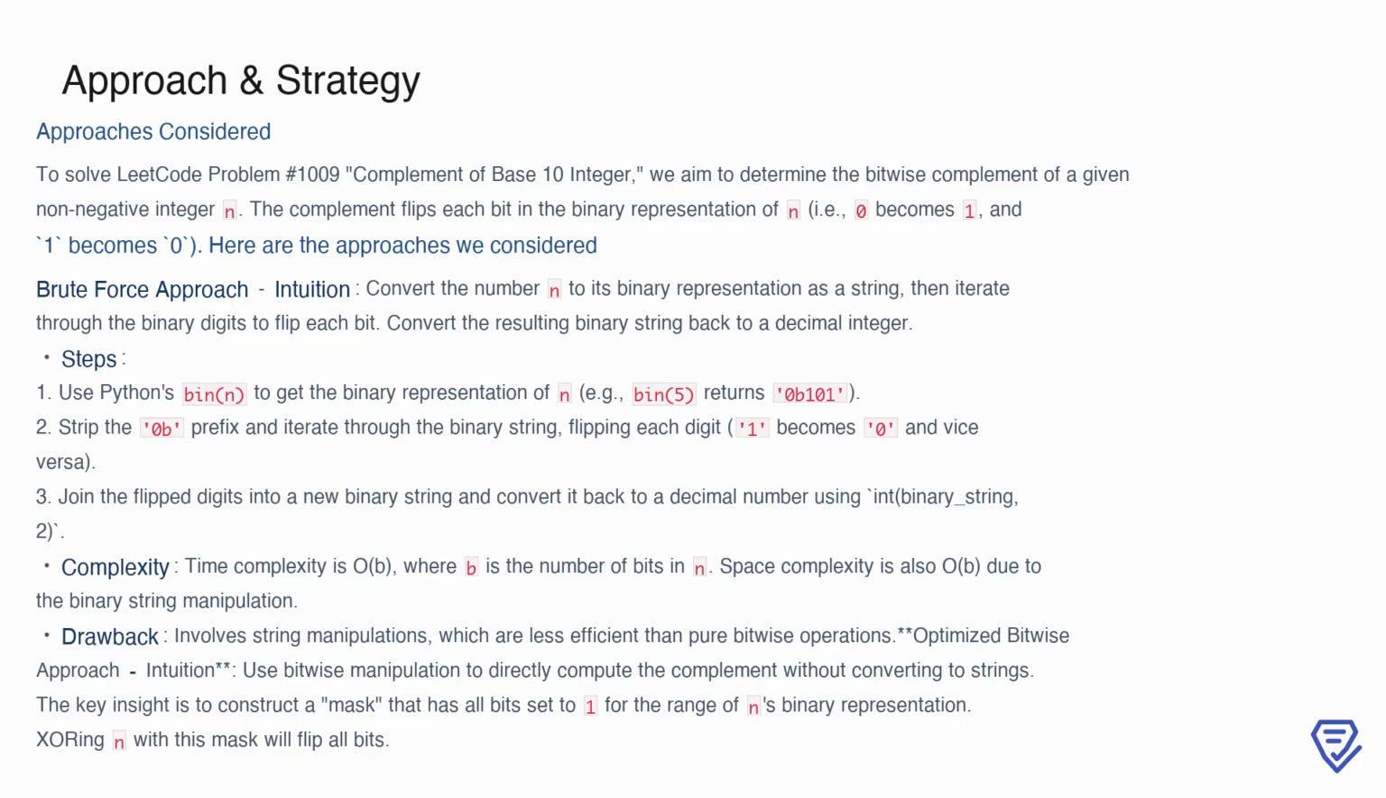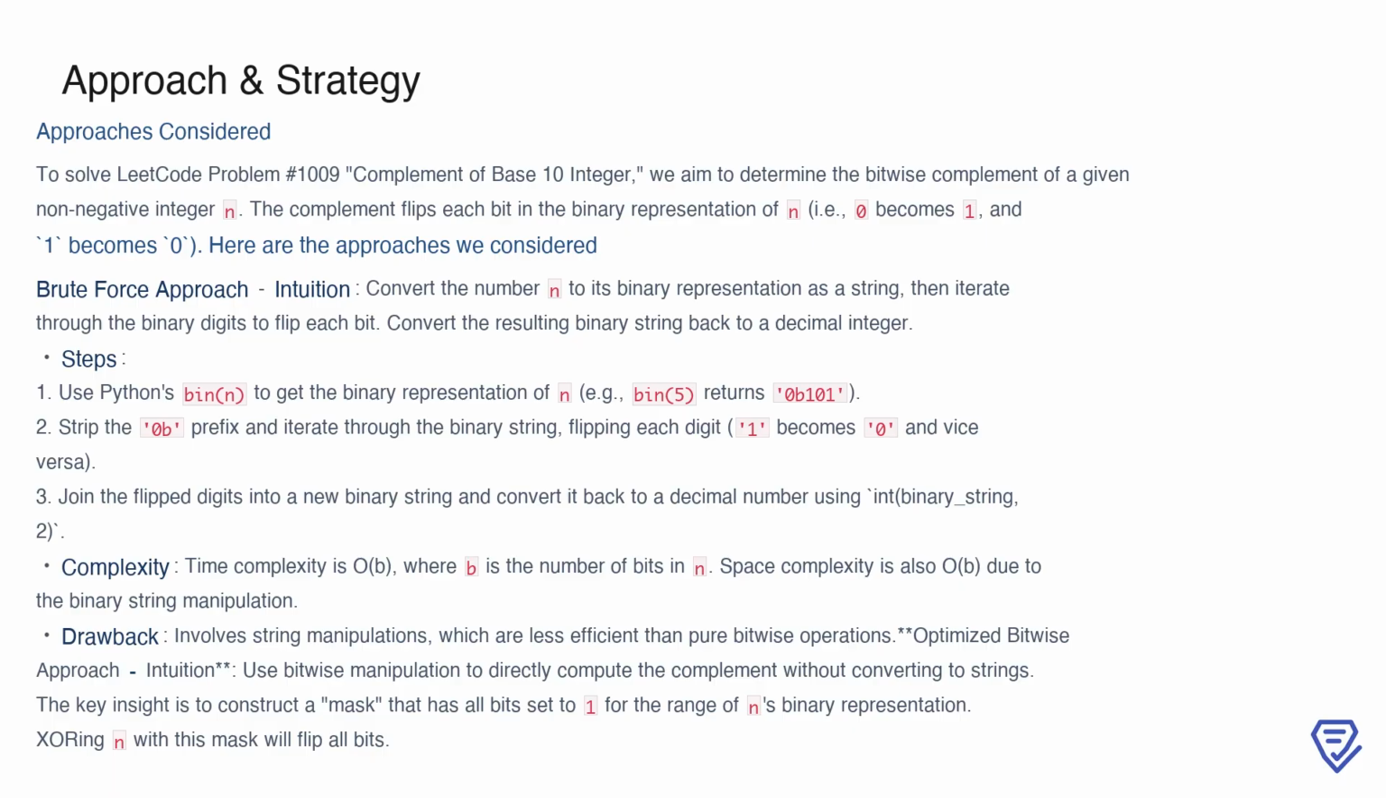For example, if n is 5, its binary form is 101. By flipping the bits, it becomes 010, which corresponds to the decimal value 2. While this method is conceptually straightforward, it involves string manipulations that require additional space and time proportional to the number of bits in n. This makes it less efficient compared to other methods.